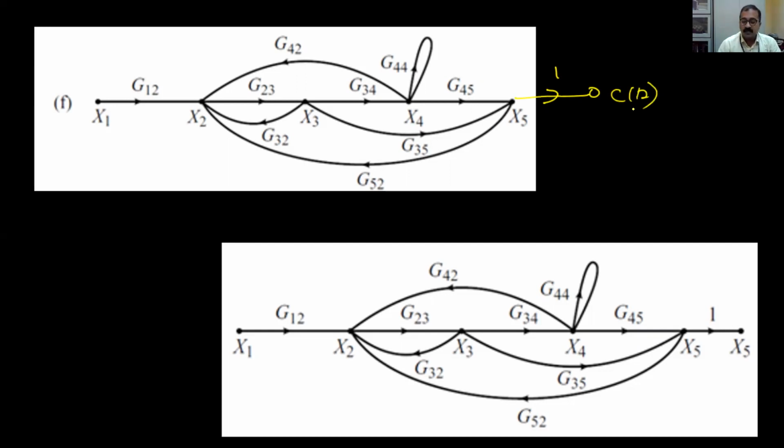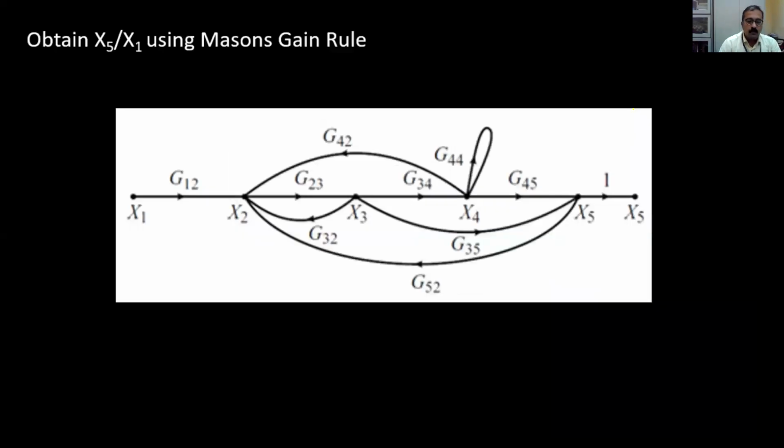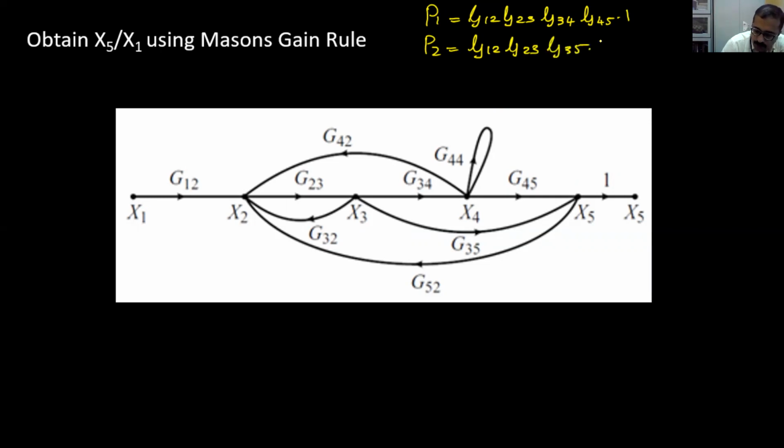Now how can we find the transfer function for this? Obtain x5 by x1 using Mason's gain rule. Let us try to find. First we have to identify the forward paths. Path gain P1 is 1, 2, 2, 3, 3, 4, 4, 5, that is G12, G23, G34, G45 into 1. Any other forward paths? Yes, G12, G23, G35 into 1.